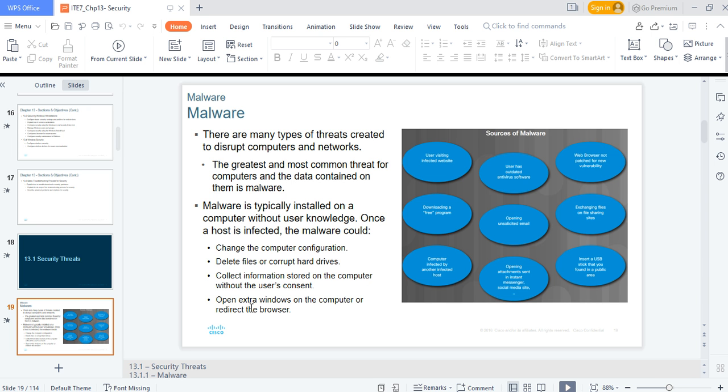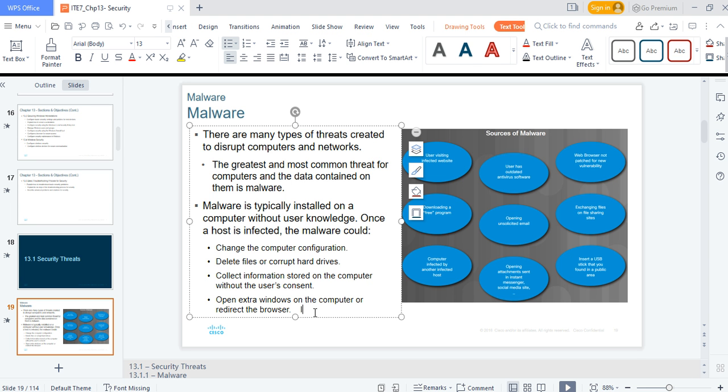So these are what we call indicators of compromise. When your computer configuration has changed without your knowledge, without you doing anything, when you see your files being corrupted or your hard disk corrupted, when you see that your information is being collected and stored elsewhere without your consent, where you have extra windows or browsers opening without you doing anything. So these are all indicators of compromise. So you call that indicators of compromise. Let me write that. Indication of compromise.